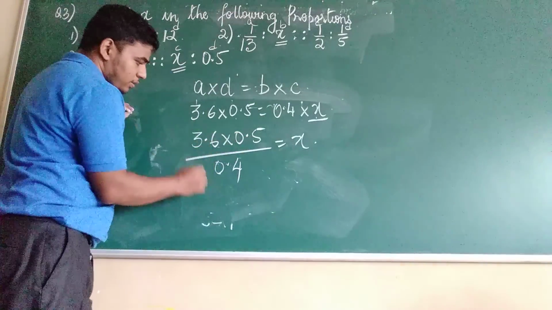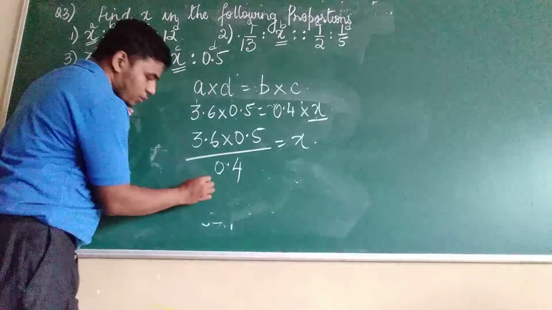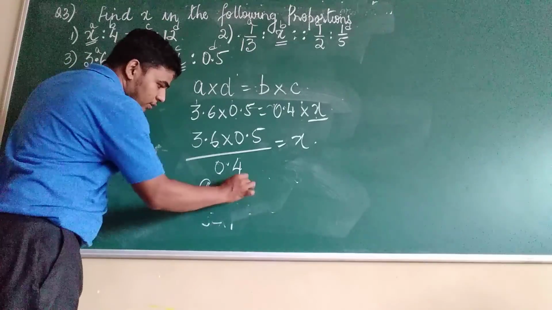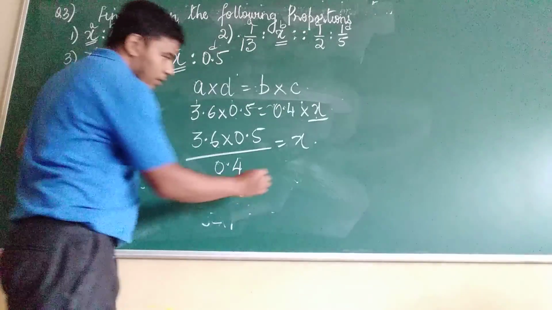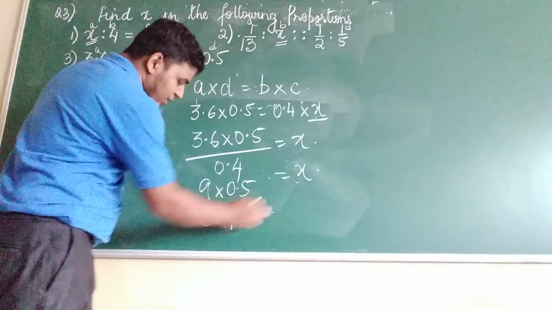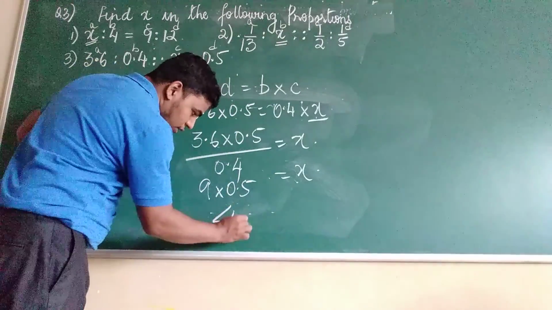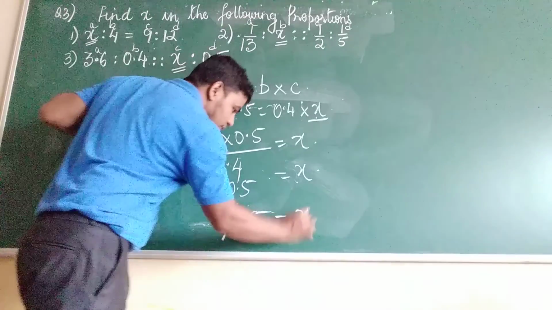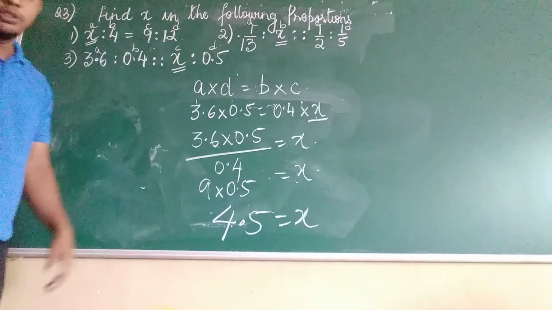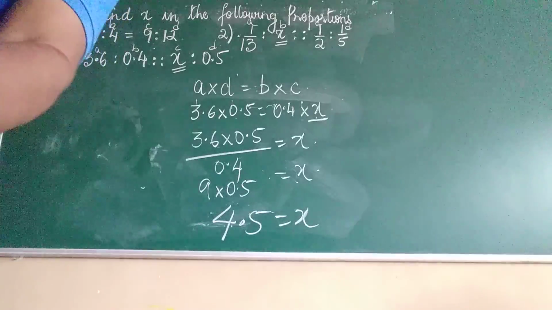3.6 divided by 0.4 is 9. So you will get here 9 into 0.5 is equal to x, 9 fives are 45, so answer comes to 4.5 because there is a decimal point. So this is your final answer of question 3.